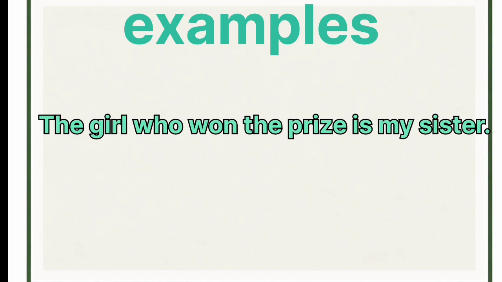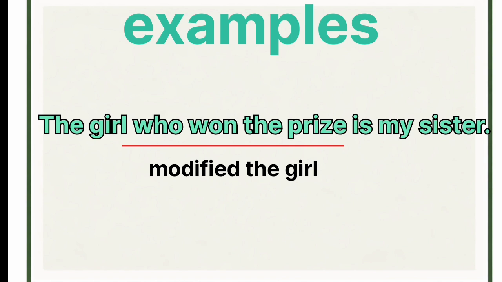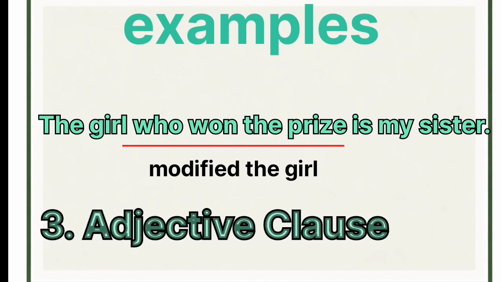Let's move to the third example. The girl who won the prize is my sister. The modifier here is who won the prize. It modifies the word girl, but it's not a word and not a phrase, so it's a clause, an adjectival clause.